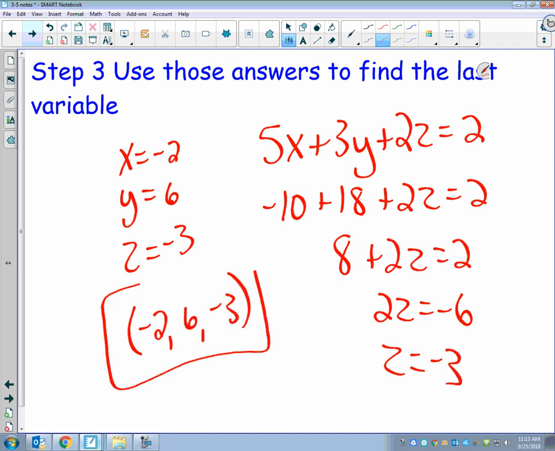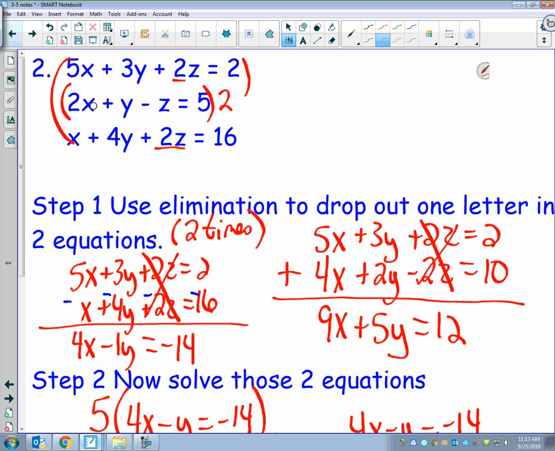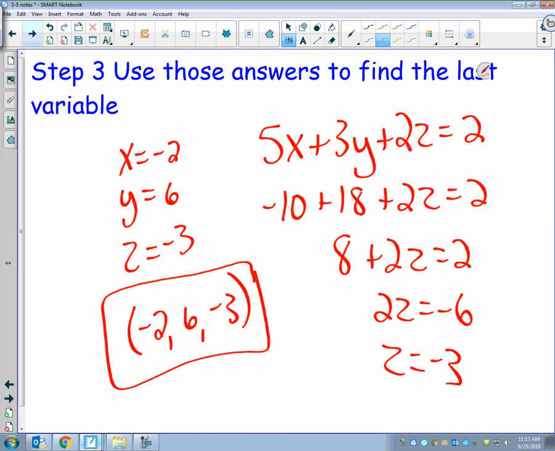And what I always do, even though sometimes I find out that I'm wrong, is I take those 3 answers and I make sure they work in all 3 equations, because then that tells me if I'm correct or not. And that's the answer, okay?